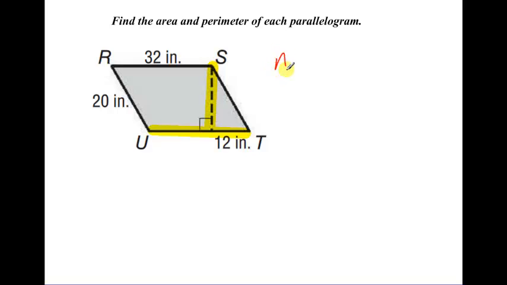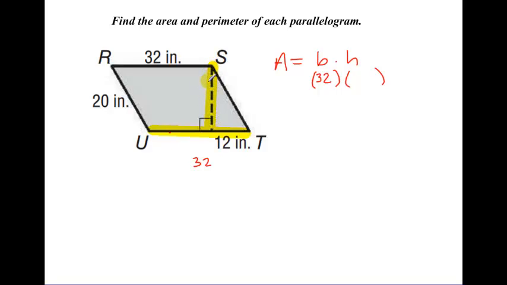All right, area first. The area is the base times the height. How long across the bottom is it? Well, we can pull that and steal it from the top. The base is going to be 32 inches across. And so let's plug that in. And then as far as the height goes, I don't know that height.